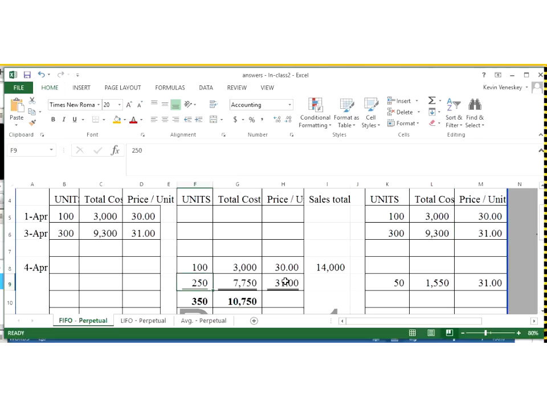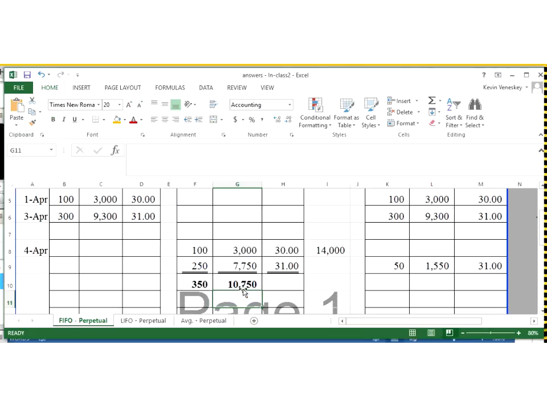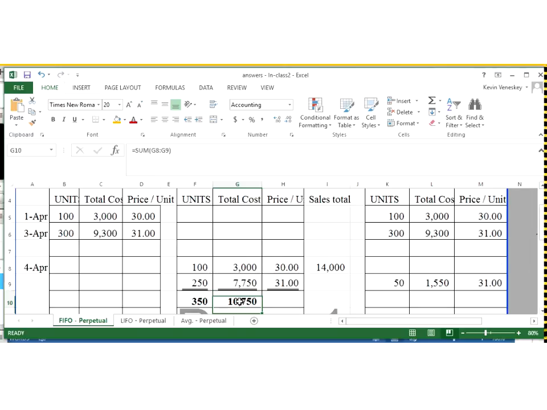So I put in the 250 that I sold out of that group at what they cost a piece, 31, and then to get this 7,750, I multiplied the two. 250 items at $31 a piece. So total, here's the 350 I sold, and the total of all of the cost of the goods that I sold, $10,750. So I could go ahead and do the journal entry and update my journal entry with this $10,750.